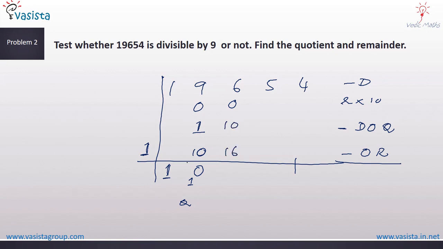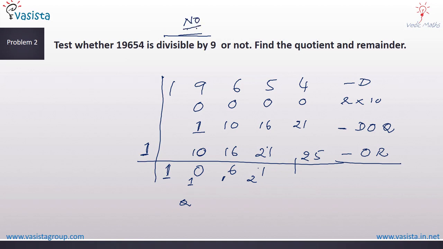So when you divide 16 by 1, you are going to get 16, with remainder 0. 16 plus 5 is 21. Now I will divide 21 by 1, I will get 21 only as the quotient and the remainder is 0. 21 plus 4 is 25. So this is not a multiple of 9, that is why this number is not divisible by 9.